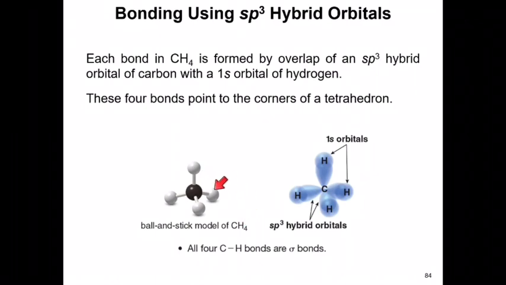Each bond in CH4 is formed by the overlap of an sp3 hybrid orbital of carbon with a 1s orbital of hydrogen. And so you can see that every bond here in CH4 is a single bond, which means that all of these carbon to hydrogen bonds are sigma bonds.